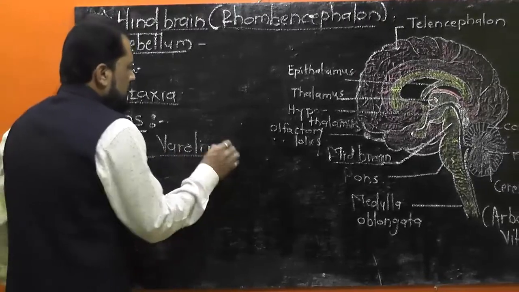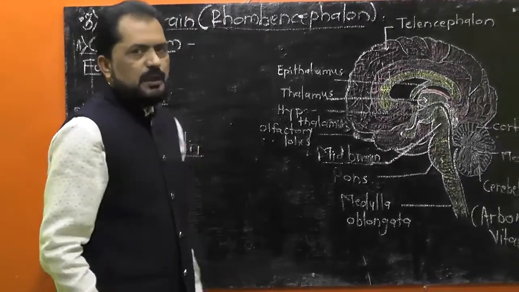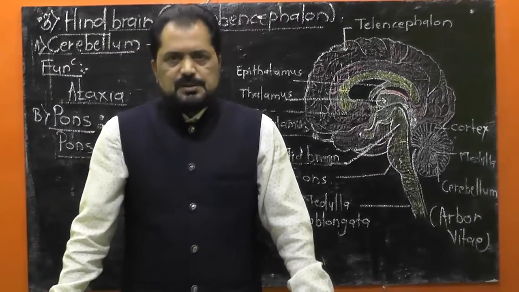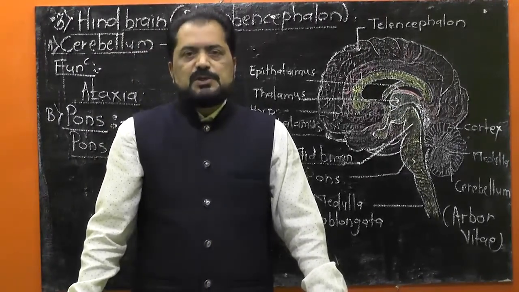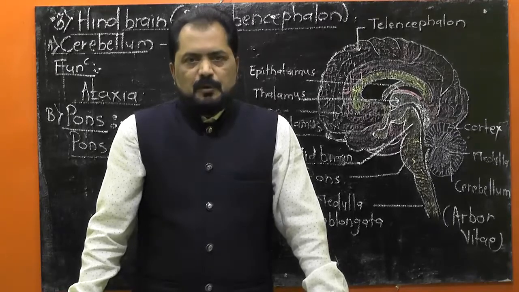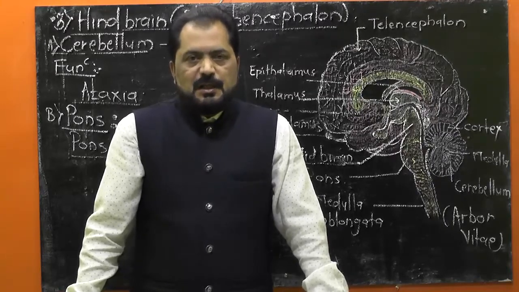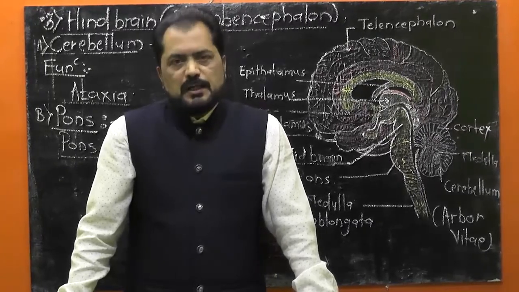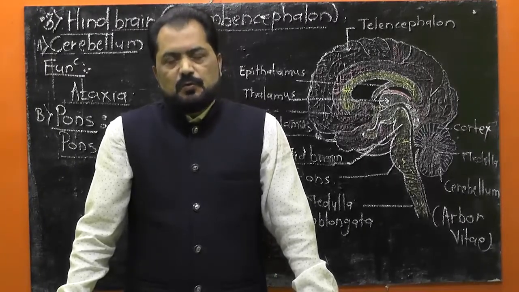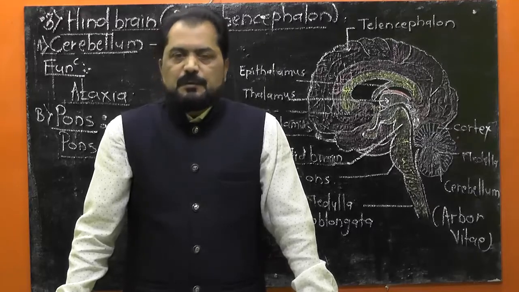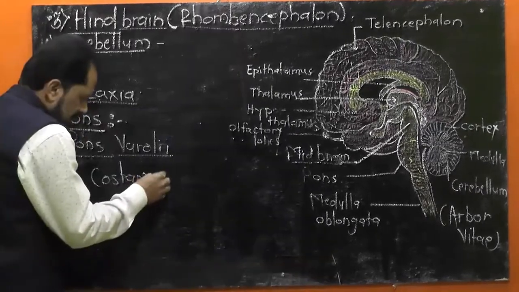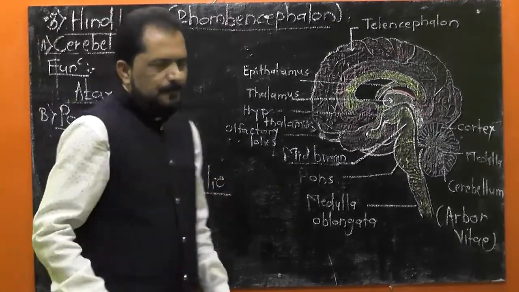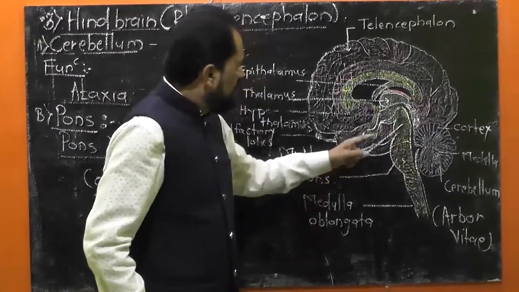Pons is also called pons varolii. I told you that the pons, this word stands for the bridge. Also it is known as the pons varolii after the name of the Italian scientist, namely Costanzo Varolio. Anyway, now the role of pons varolii.